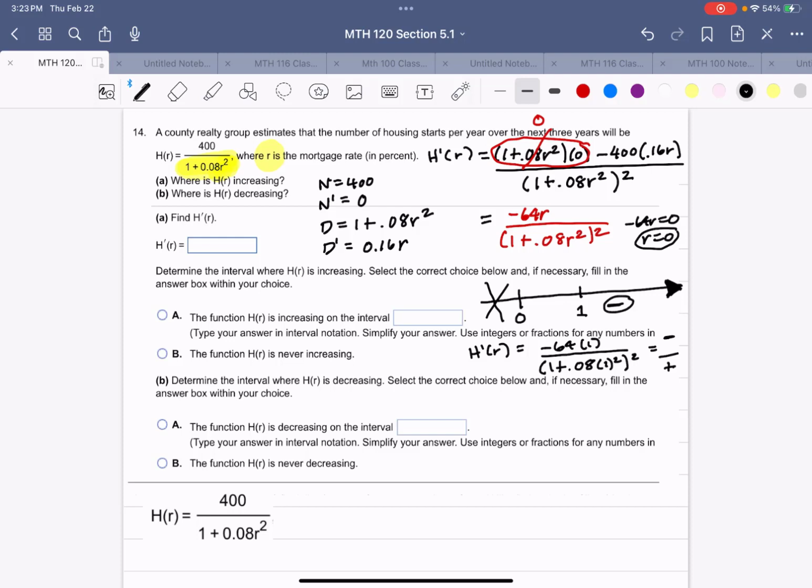So this function is never increasing, and it's decreasing from 0 to infinity. And the derivative was negative 64r over 1 plus 0.08 r squared.